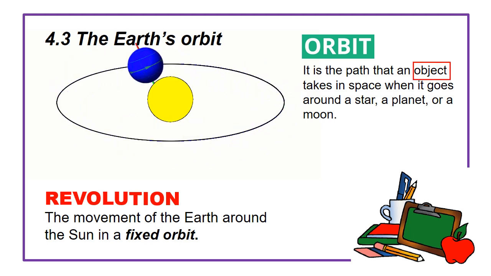Object here can be a planet, like Earth moving around the Sun, or moon moving around the Earth, or it can be an artificial satellite moving around the Earth or moon, which is having a path named orbit. Now where is the orbit here? This is the orbit that the Earth follows.